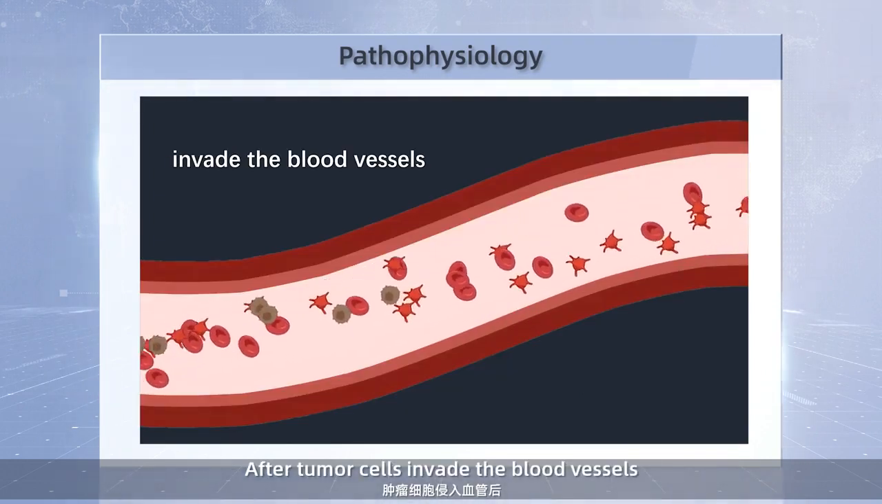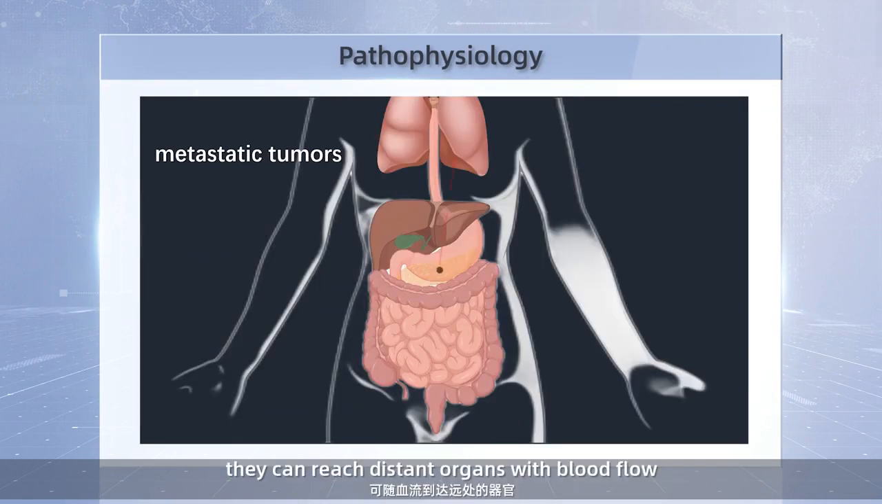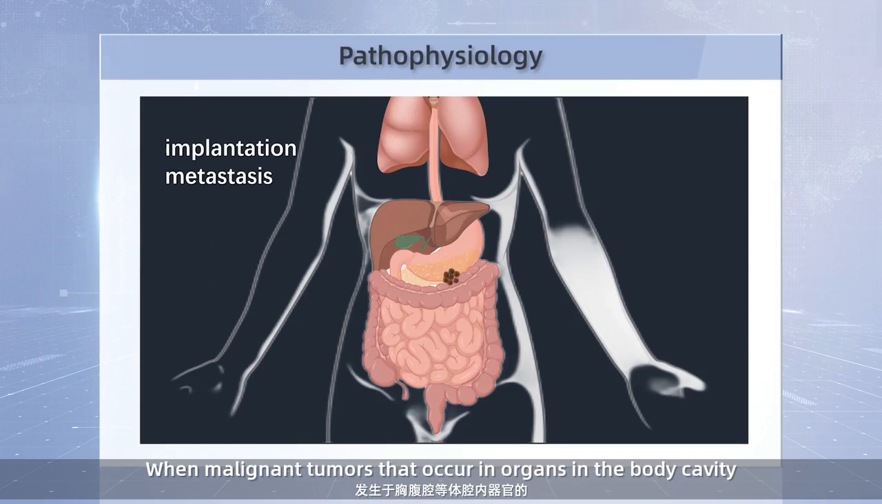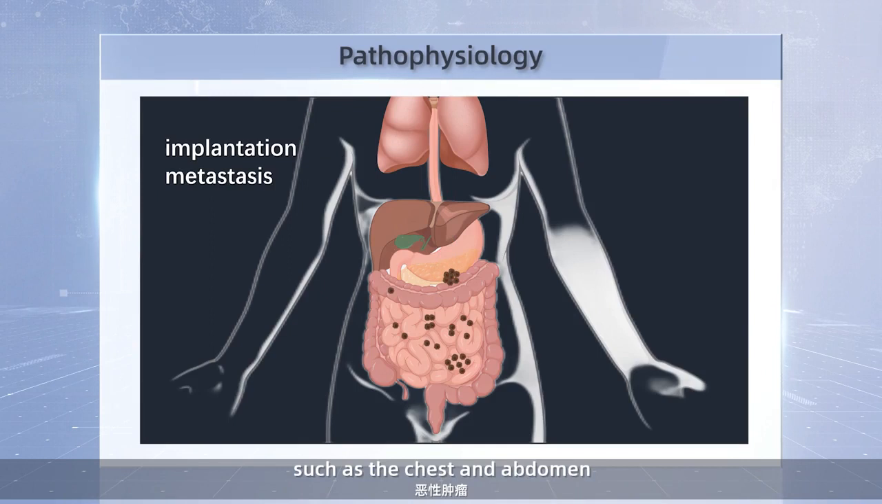After tumor cells invade the blood vessels, they can reach distant organs with blood flow, continue to grow, and form metastatic tumors. When malignant tumors that occur in organs in the body cavity, such as the chest and abdomen, invade the surface of organs, the tumor cells will fall off and grow in other organs in the body cavity, forming multiple metastatic tumors. This is defined as implantation metastasis.